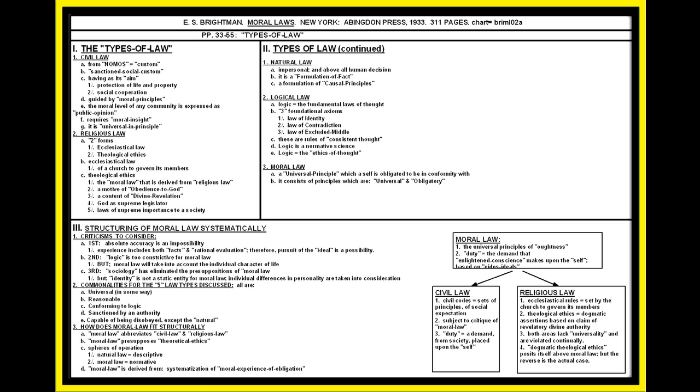He says there are commonalities for the 5 law types discussed. They're all universal in some way. They're all reasonable. They all conform to logic. They are all sanctioned by an authority. They are all capable of being disobeyed except for nature.